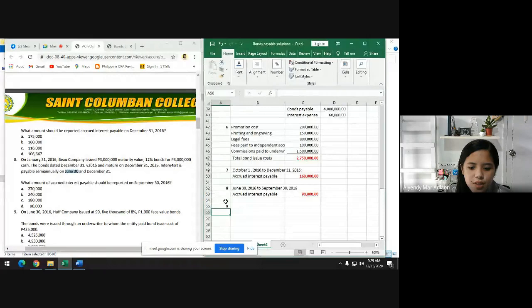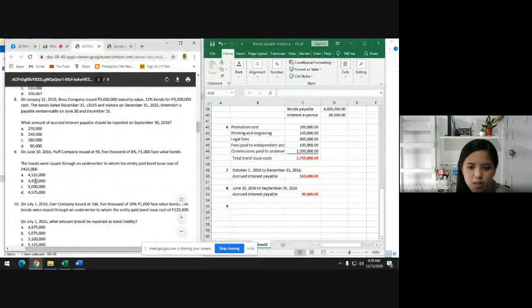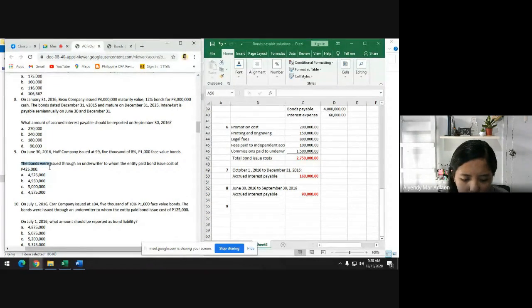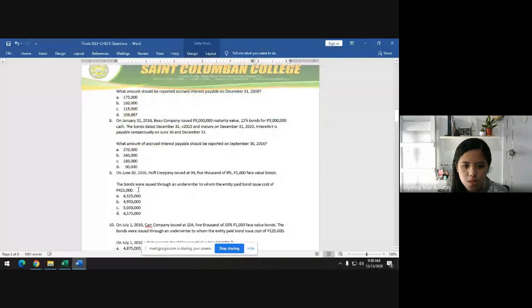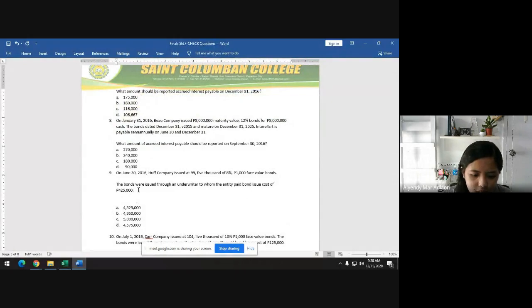Okay? So, next, number 9. The question, the bonds were issued through an underwriter. Okay, kulang din ni siya, class. Ako ang dungagan. The question is, on June 30, 2016, what amount should be reported as bond liability?